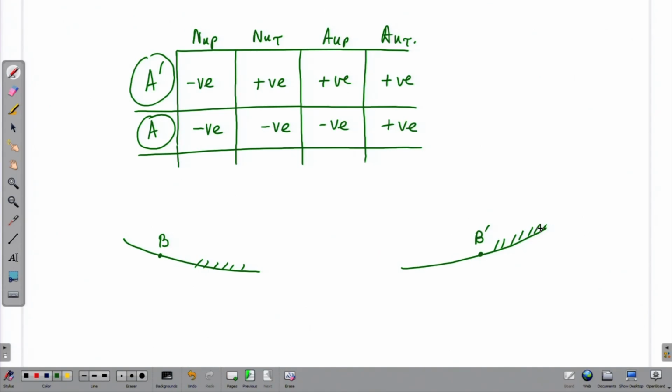You would notice that for points A and B, the theta is positive, while for A dash and B dash, the theta turns out to be negative. Once we draw the diagrams, it will become clear to you for the lower surface also.